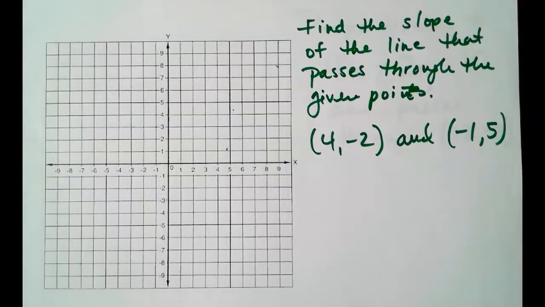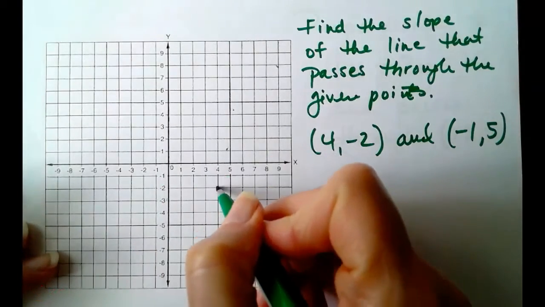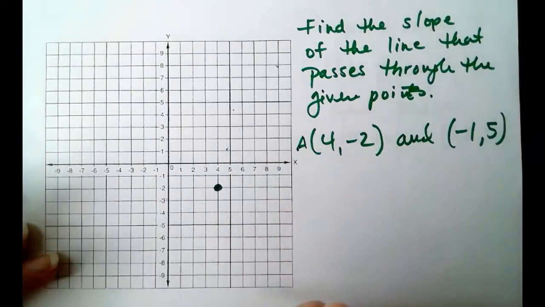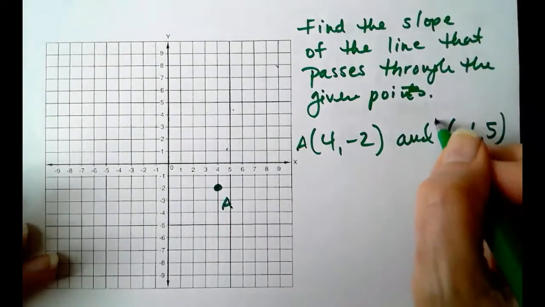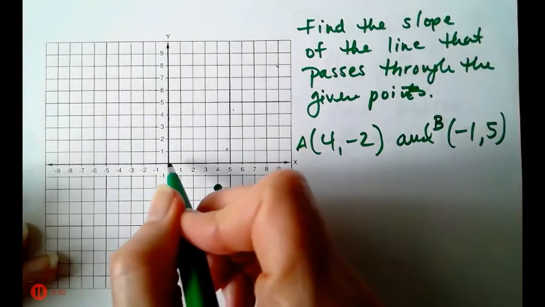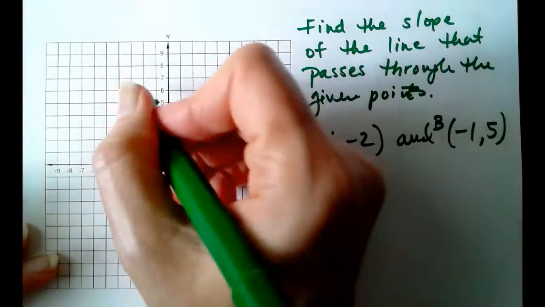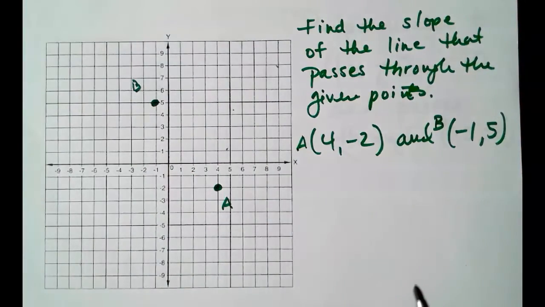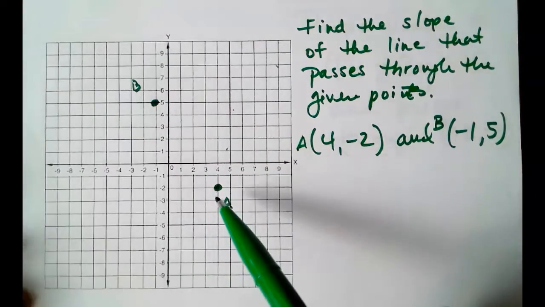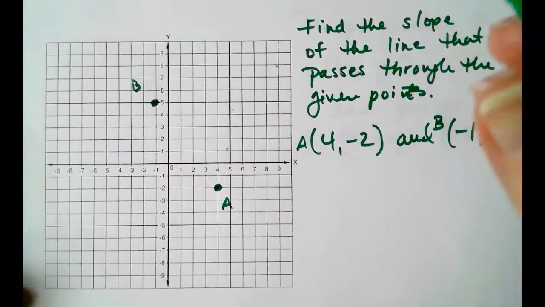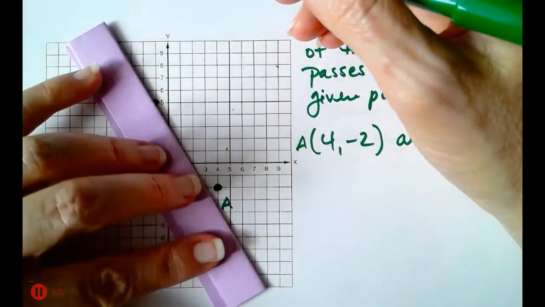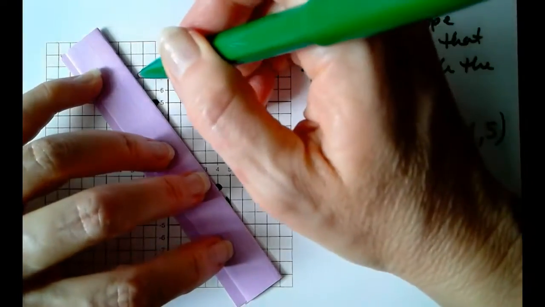So in this problem, we're going to find the slope of the line that passes through the given points. We have two ways of finding the slope. We can plot the points and count the rise and the run. So over 4, down 2, we'll call that point A. And then point B is at negative 1, 5. Back 1, up 5. That's point B. So we can count the rise and the run. And we can go from A to B or B to A. It doesn't matter. Let me go ahead and draw in the line with a handy dandy straight edge.